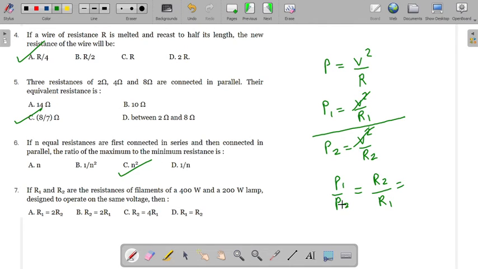And what is the value of P1 and P2? 400 and 200. So it is 2. So R2 equals 2 times of R1. That is option number B. So this is the method of solving this question. Now moving to the next part, question number 8.